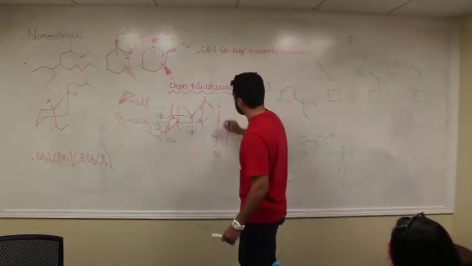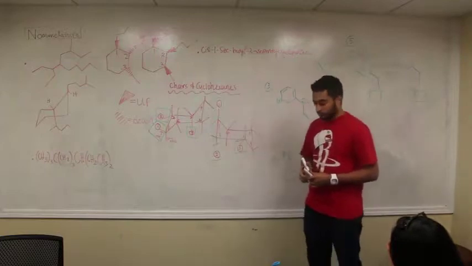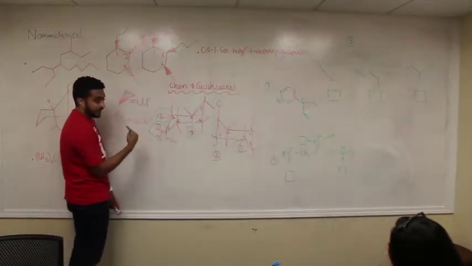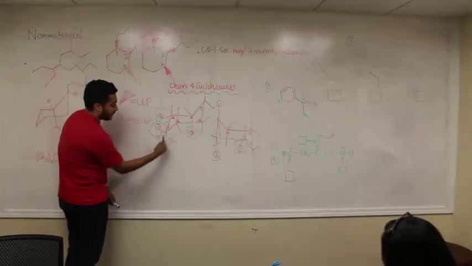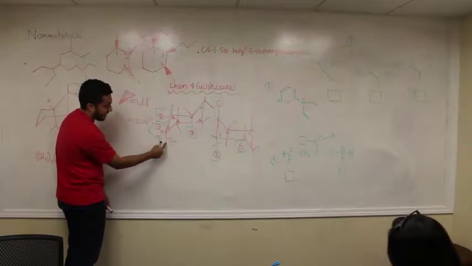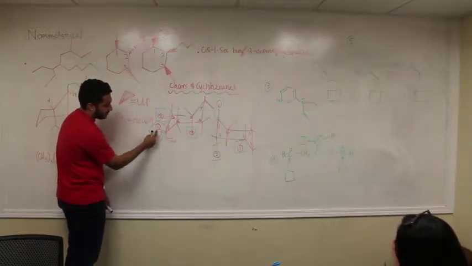Wait, I don't get the difference between equatorial and axial. So yeah, I can show you again. The equatorial is the one that's at an angle. The axial is the one that's going 180 degrees up or down. Oh, okay. So the axial is right here, and the equatorial is right here.